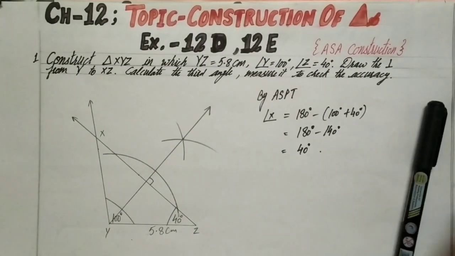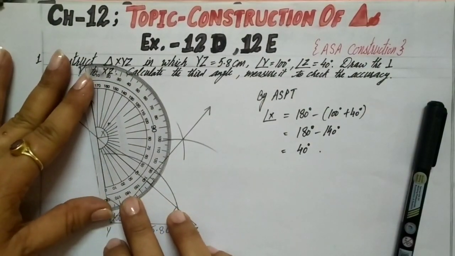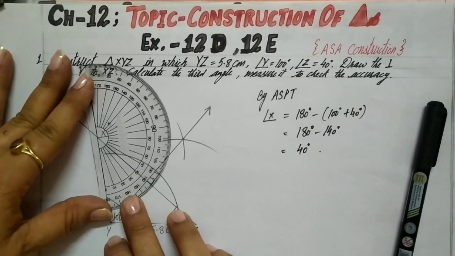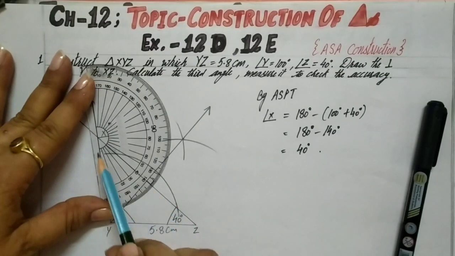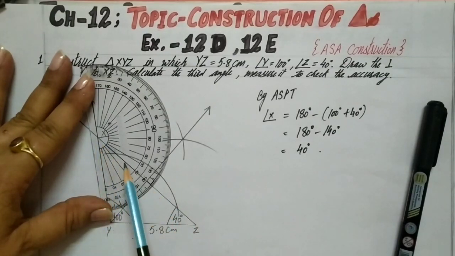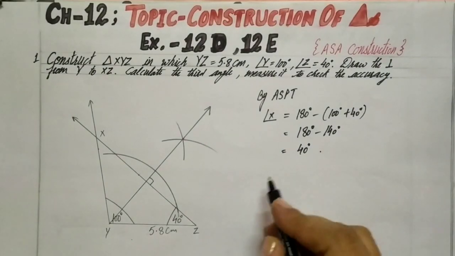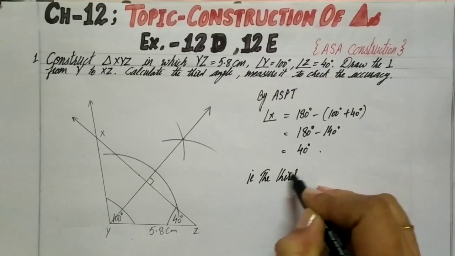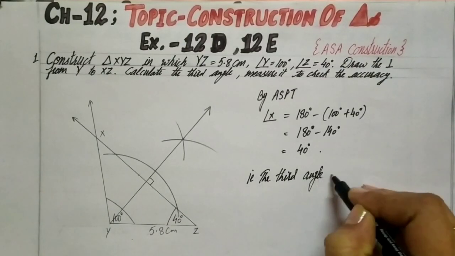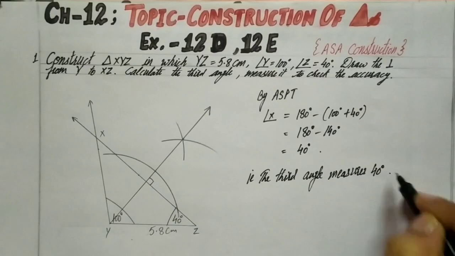Now let's check the accuracy. So here this is our angle X, which measures 40 degrees. Here you can see this is the base, this is the center point of the angle and pointing towards 40 degrees. So it's checked that the third angle X measures 40 degrees.